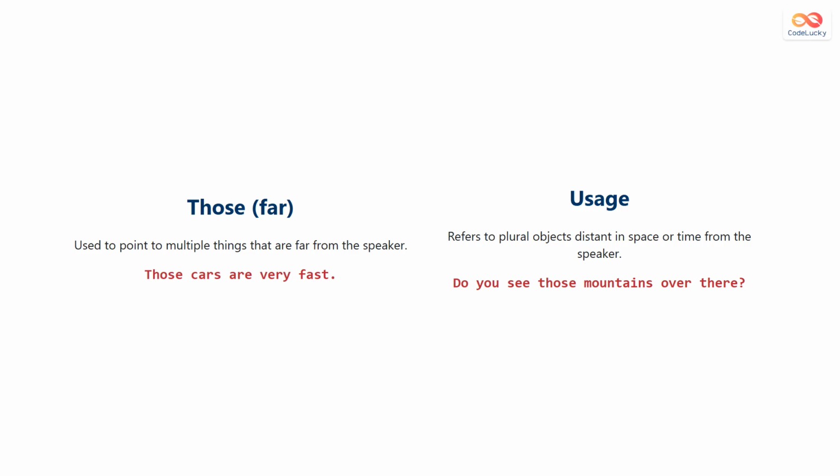The word those is used to talk about many things that are far away from the speaker. For example, if you say, "Those cars are very fast," you mean the cars far from you. Those refers to plural objects that are distant in space or time.